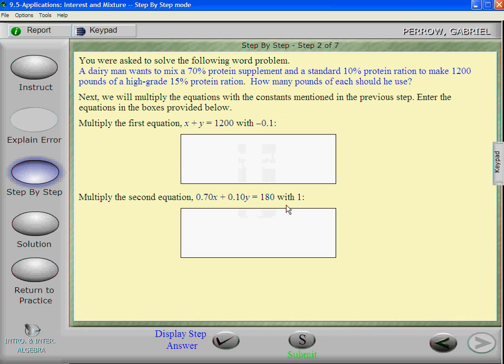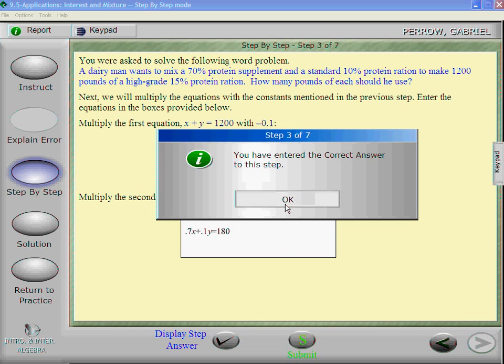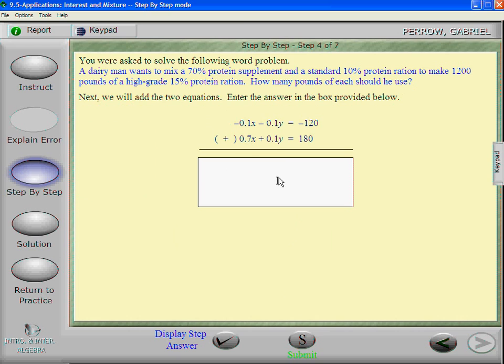So we get that. And then when I multiply by negative 0.1, they ask what would we have? We'd have negative 0.1x minus 0.1y equals, if you take a tenth of 1200 and make it negative, negative 120. And the other equation stays the same. And then add the columns up.